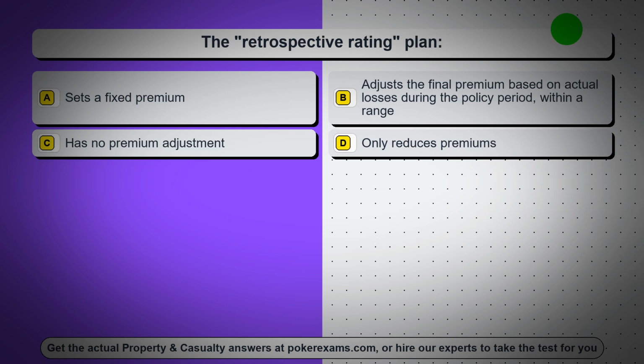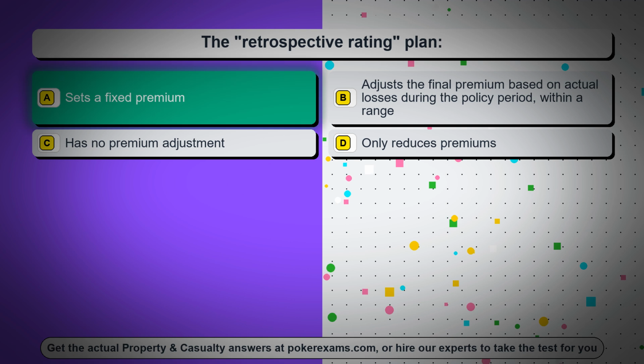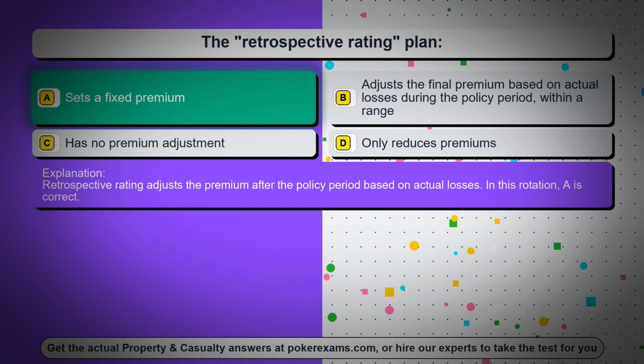Question 80. The retrospective rating plan: option A, sets a fixed premium, option B, adjusts the final premium based on actual losses during the policy period, within a range, option C, has no premium adjustment, option D, only reduces premiums. The correct answer is option A, sets a fixed premium. Retrospective rating adjusts the premium after the policy period based on actual losses. In this rotation, A is correct.